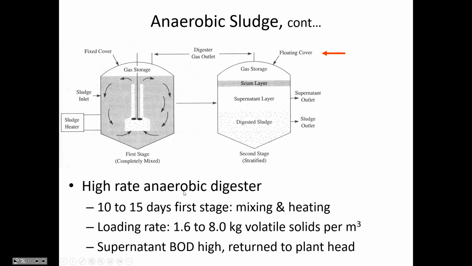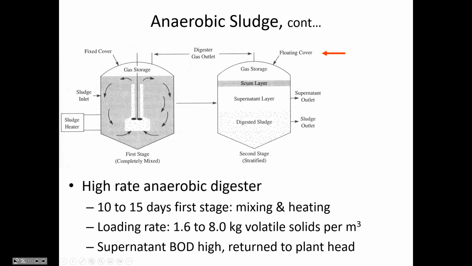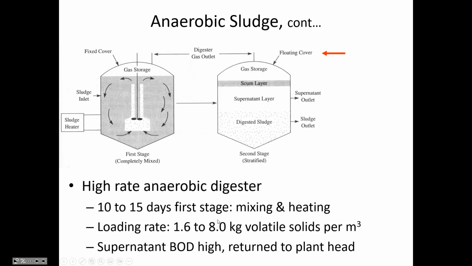It's just, if you look at the loading rates, in the case of the standard rate digester, we'd load this with between 0.5 and 1.6 kilograms of volatile solids per cubic meter of storage volume. But in the case of a high rate digester, we can boost that up to as high as 8 kilograms per cubic meter. And so you're quadrupling essentially the upper end of the loading rate that can be accommodated. And this range of loading rates is largely dependent on temperature.